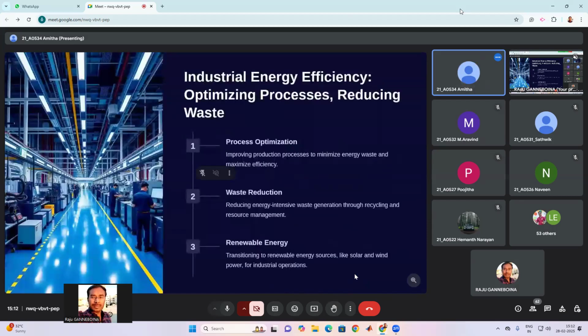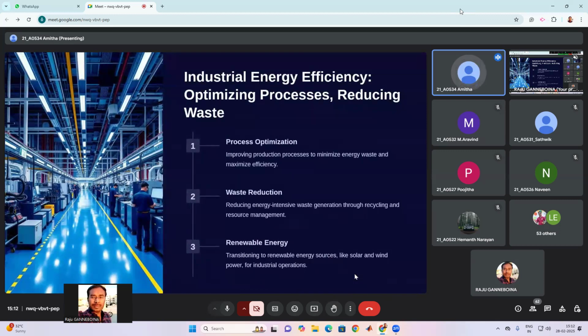Now let's see how the energy efficiency can be done in industries. Industries normally consume large amounts of energy. So we can efficiently use energy by different processes. Like process optimization, where industries can improve production processes by using advanced technologies, automation and data analytics to minimize the energy wastage.